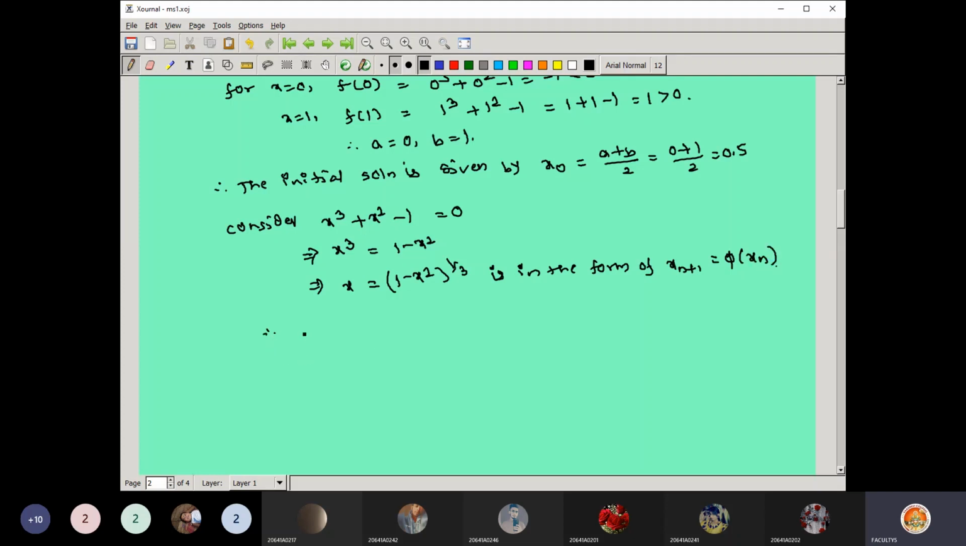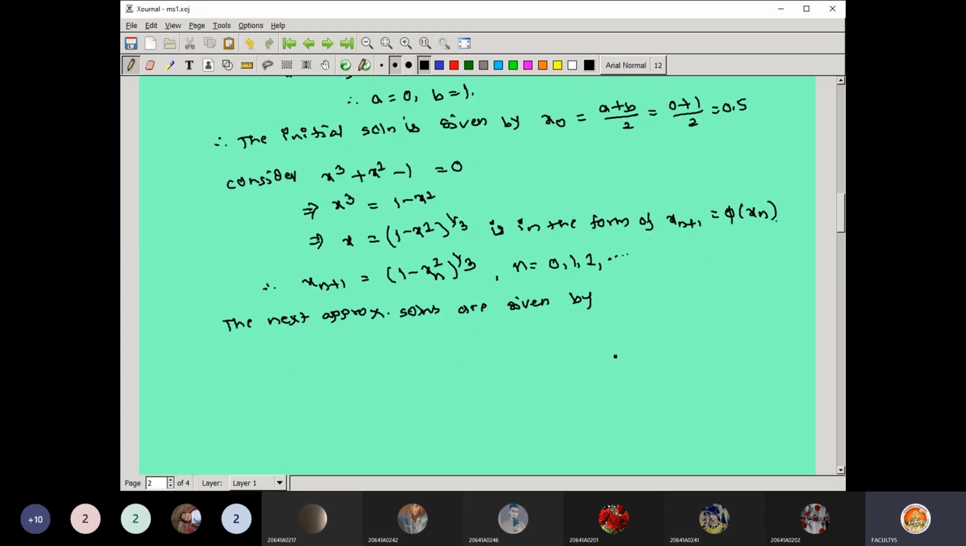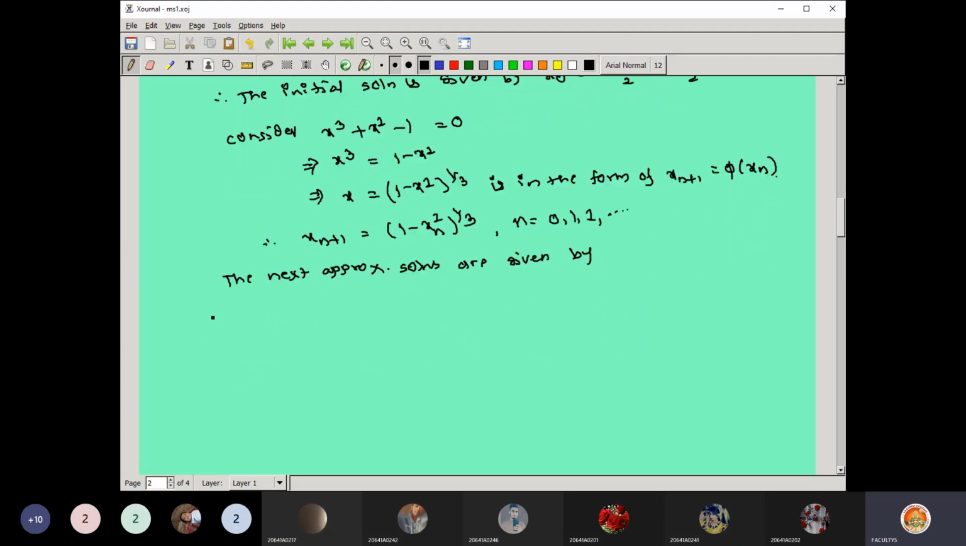So therefore I am writing here, the left side x is denoted by x n plus 1, and the right side is 1 minus x n square whole power 1 by 3. Here n takes the values 0, 1, 2 and so on. Once you get that particular expression, the next approximate solutions are given by, now I am substituting n equal to 0.